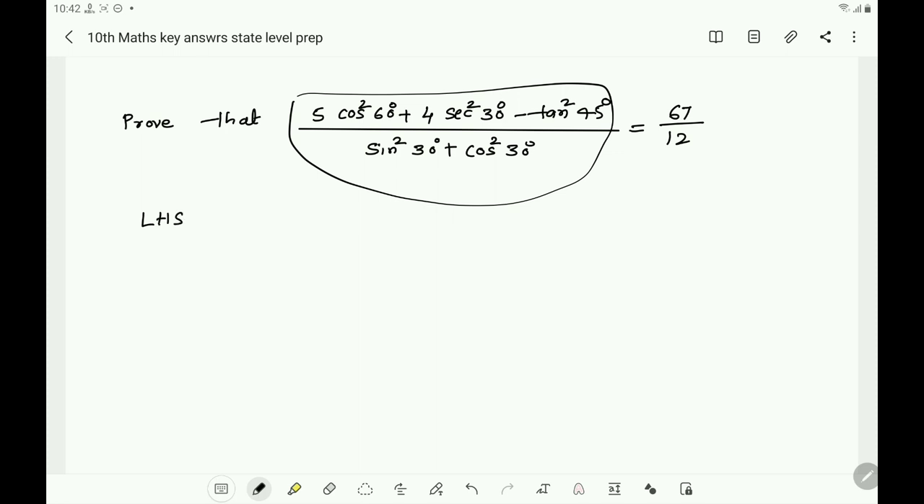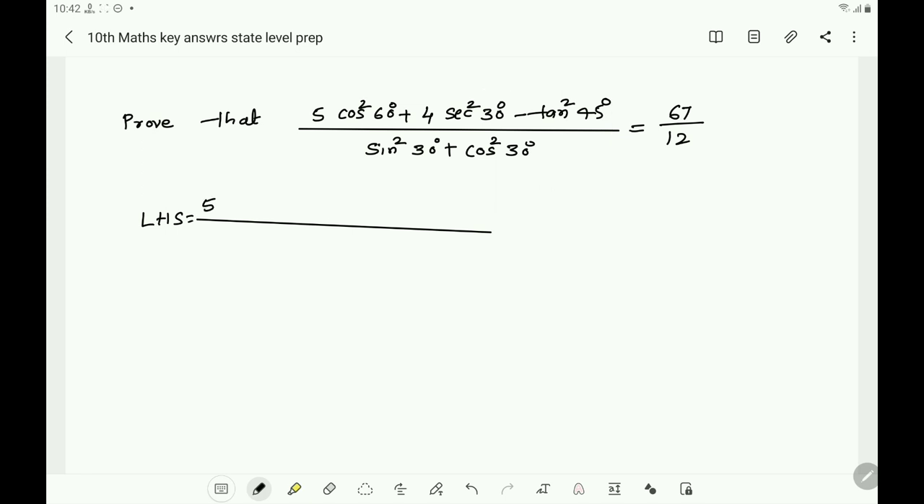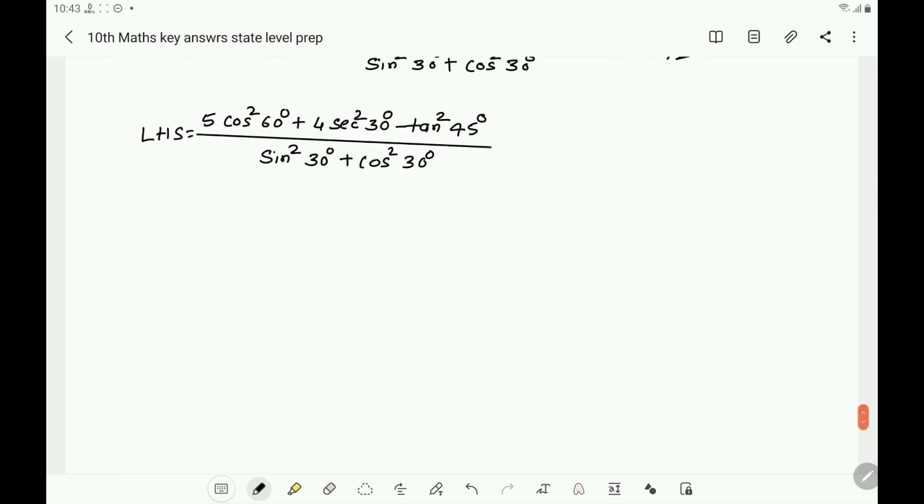So take LHS. Five into cos square 60 degree plus 4 into secant square 30 degree minus tan square 45 degree divided by sin square 30 degree plus cos square 30 degree. That equals 5, you write 5. Then cos square 60 degree means cos 60 whole square. What is the value of cos 60? Cos 60 is 1 by 2, 1 by 2 whole square plus 4, you write 4 only, and secant square 30 degree.